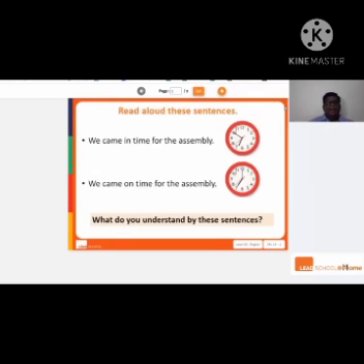And there are a few sentences where we use different prepositions with respect to time. Let me read out the sentences given here. We came in time for the assembly. Second sentence: we came on time for the assembly. Now, what is the difference between these two? Look at the clock.